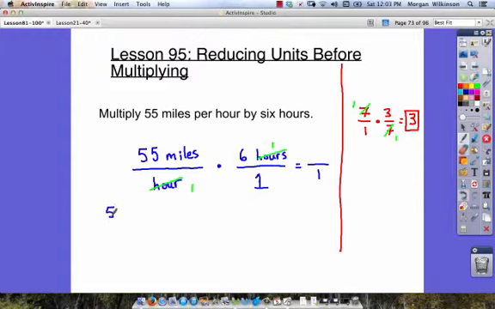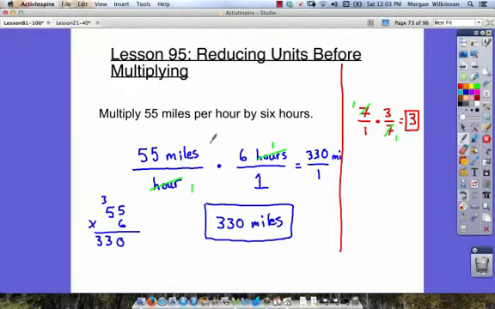Let's go through the math. 55 times 6, 6 times 5, that's 30, and we'll carry the 3. 6 times 5 is 30 again, plus 3 more is 33. So we get 330. Our label here, it must be miles. So we get 330 miles, we can abbreviate over 1. We'll simplify our answer below. 330 miles must be our answer.